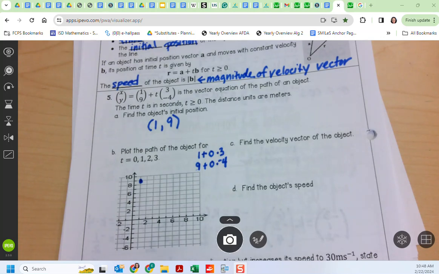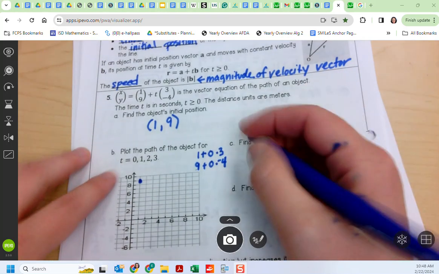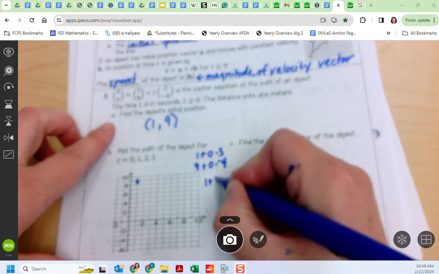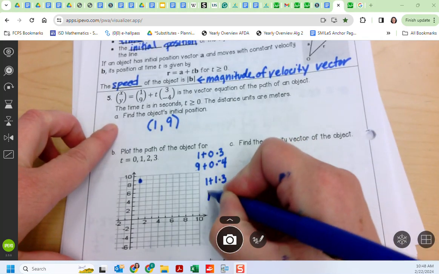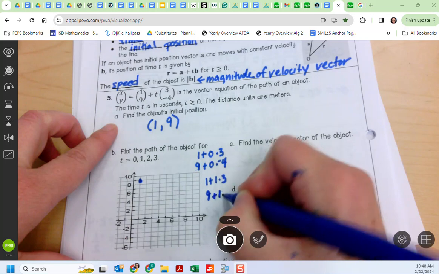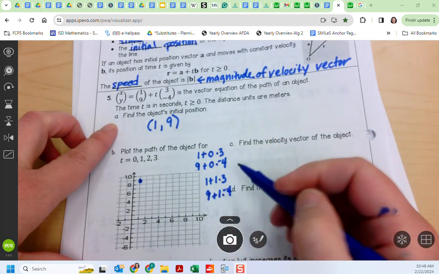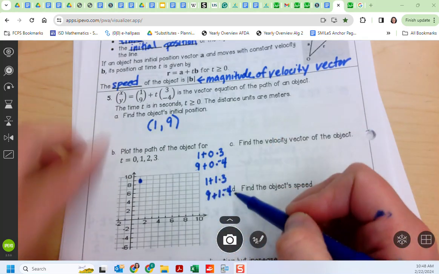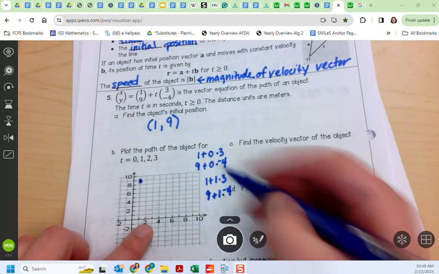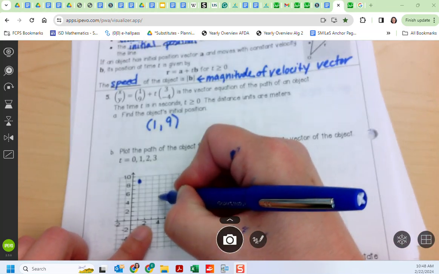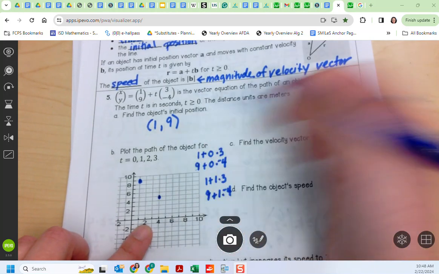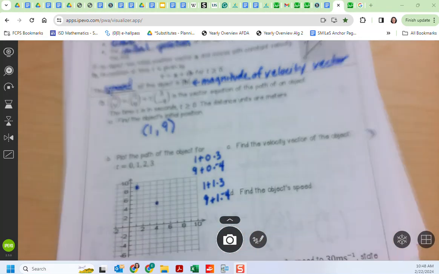All right, the next one, when you substitute 1, it's going to be 1 plus 1 times 3, 9 plus 1 times negative 4. So I get 4, 5. Is that right, Nate? Yeah, 4, 5. I feel like I'm off a little bit. Is that 4, 5? Yeah.